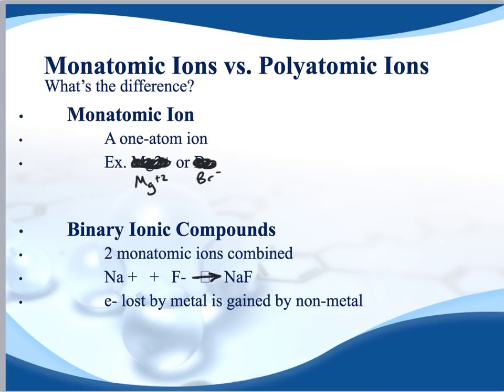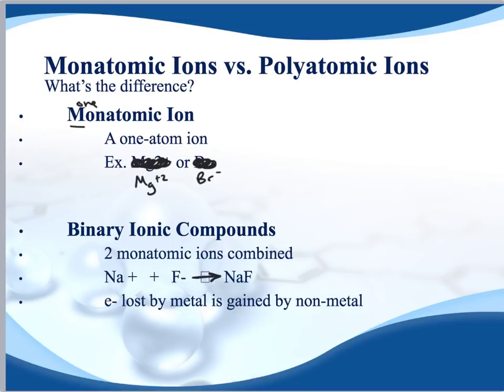Monatomic versus polyatomic ions. I kind of mentioned this at the end of the last video, but it's worth mentioning again. If I refer to something as a monatomic ion, mon meaning one, and atomic for atom, so one atom ions. This would be something like a magnesium +2 ion or a bromide ion, where there's simply just one atom. And these, remember, formed binary ionic compounds. You have two monatomic ions that are combining.